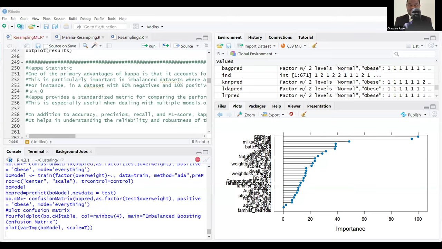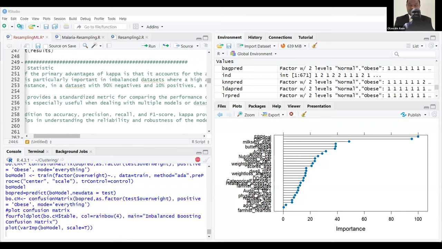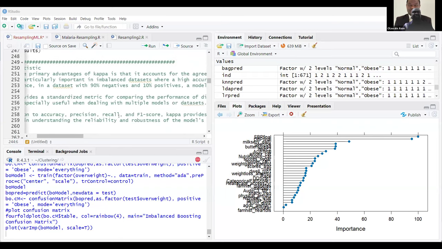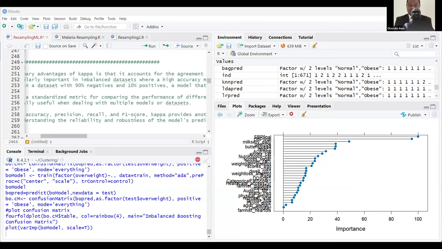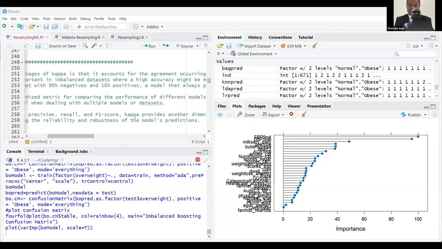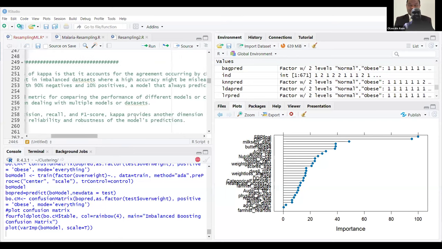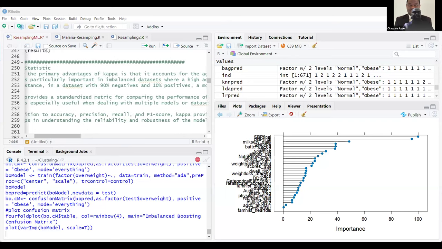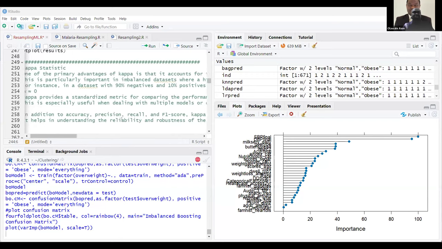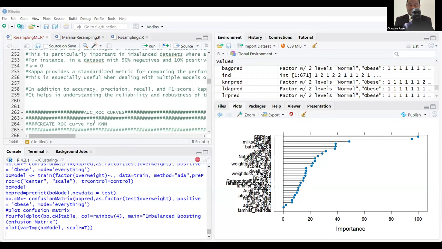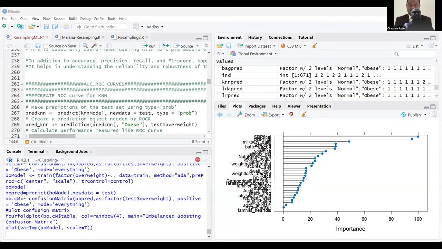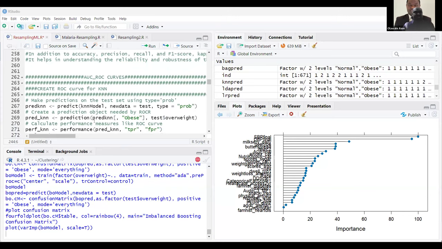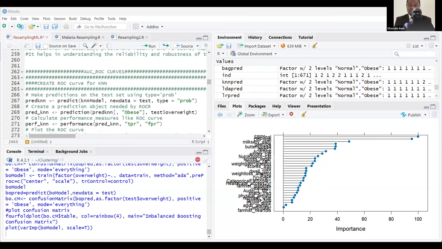We usually use it together with, or in addition to, other metrics like we have calculated before, such as recall, F1 score, and all the others. It provides another dimension for understanding the reliability and robustness of our models. Another metric we can compute is the AUC ROC, the area under the receiver operating characteristic.